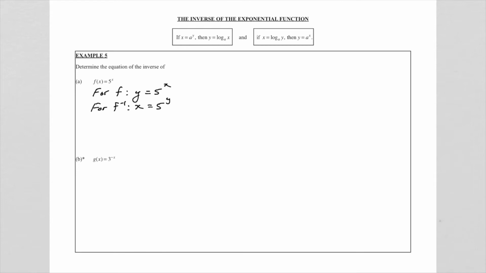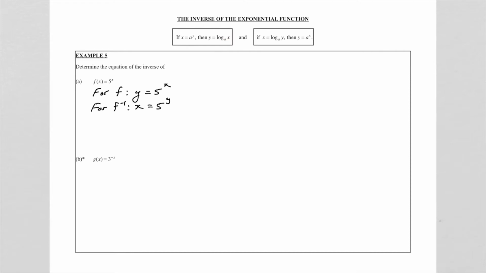Now we need to find y, and to do so, we're going to use this definition right here at the top. It says that if x is equal to a to the y, then y is equal to log x base a. So the inverse of the exponential function will give us a log function. And in our example, a is 5.